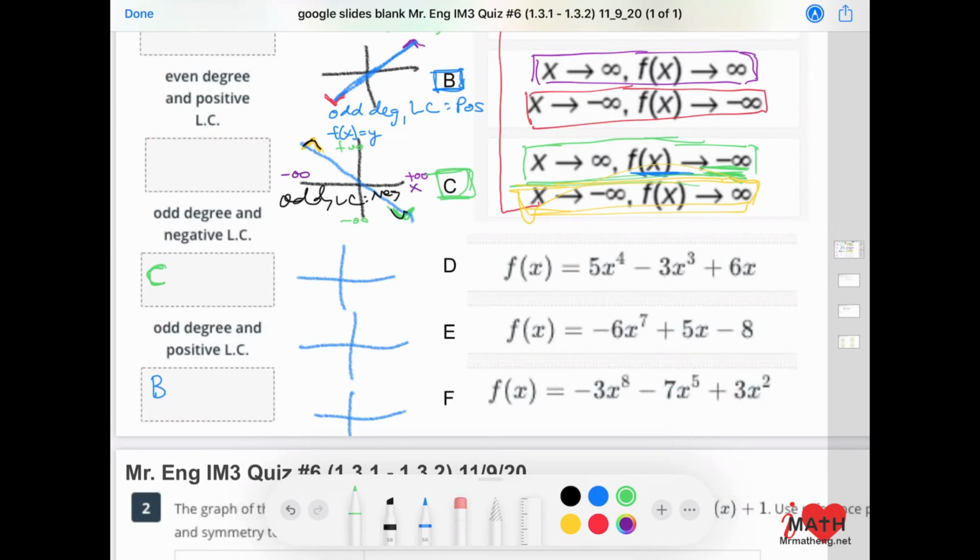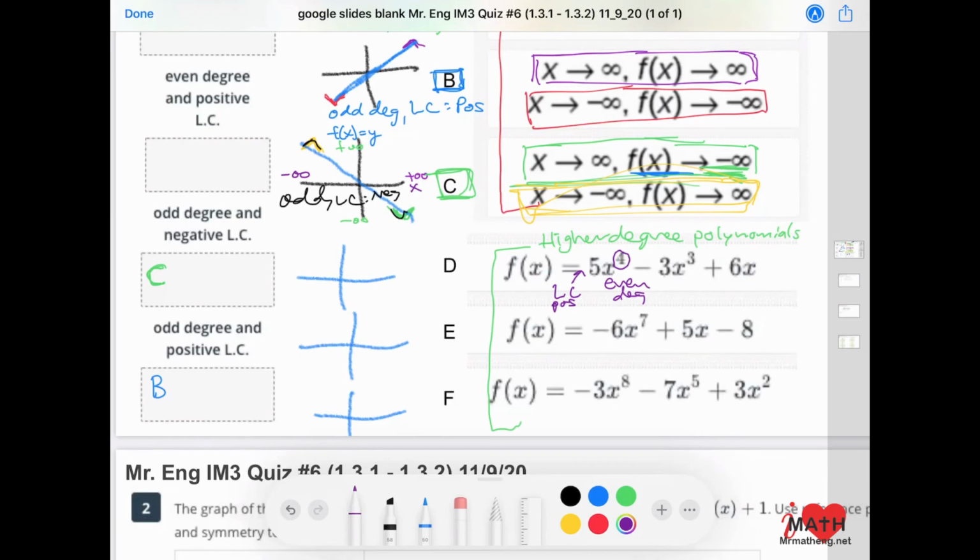Okay, D, E, and F now are, just write this out. Here in green, these are called higher degree polynomials. Okay, what does that mean? Let's just do D here. Okay, here's my degree. This is an even degree. And the leading coefficient here, there's no symbol of negative, so it's going to be a positive.